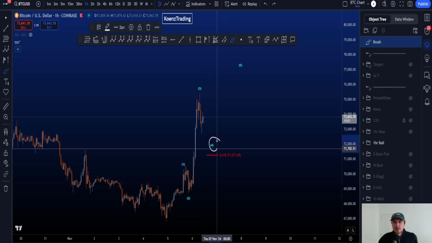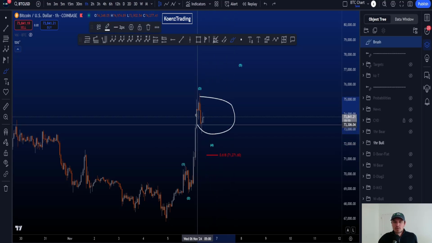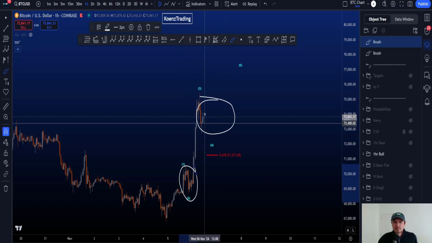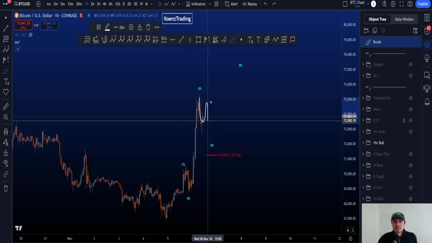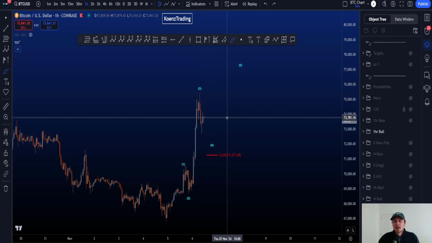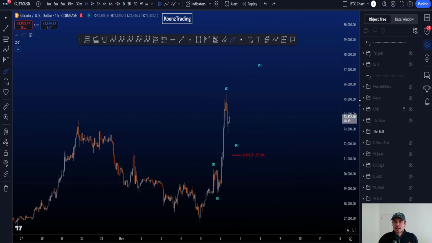Now, preferably a wave 4 is a bit longer in time compared to your wave 2. So preferably we do like to see some sideways, corrective price action, and then a wave 5 to the upside in this scenario.